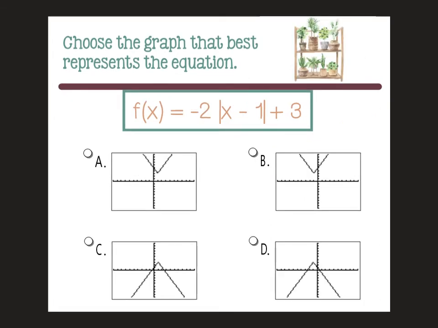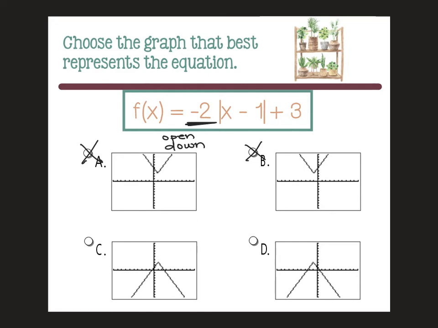So this is just another example, really similar to the last one. Right away, you should be able to eliminate two of these options because this -2 out in front means that the graph should open down. So right away, you know it can't be A and it can't be B because those both open up.